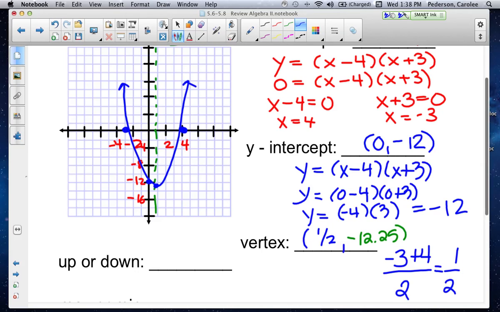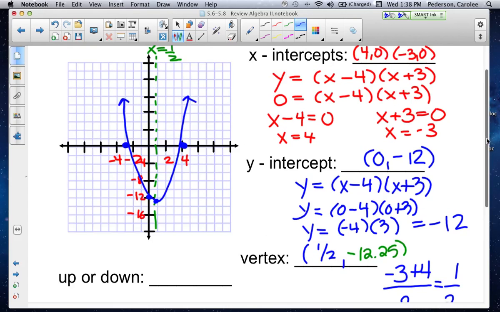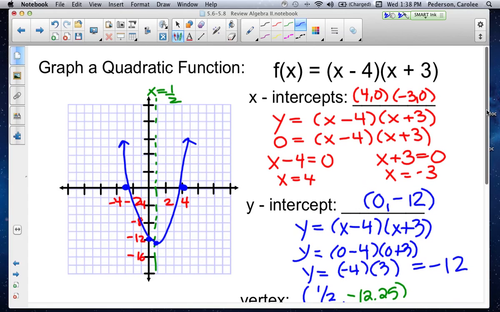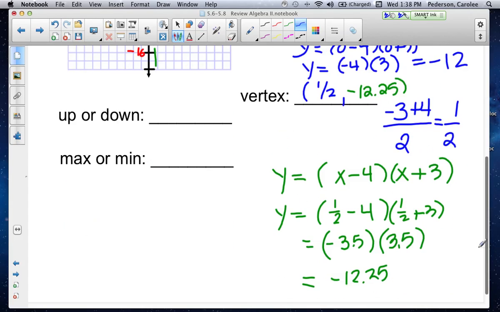Now let's talk about the up and down. Does this parabola open up or down? Up. You can also look at it from the equation. If the leading coefficient is a positive a, then it opens up. If it's a negative a, it opens down. So does my vertex point have a maximum or minimum? Minimum, it's the bottom. Okay, good.